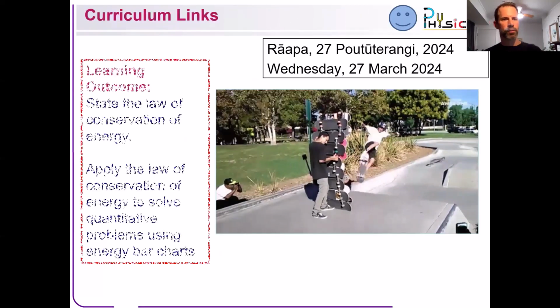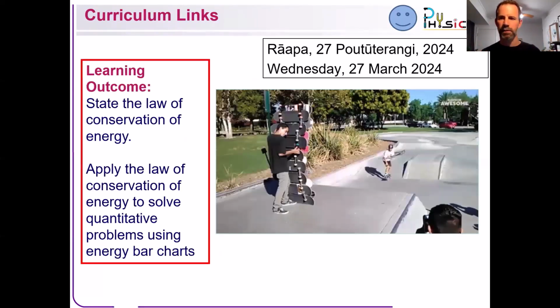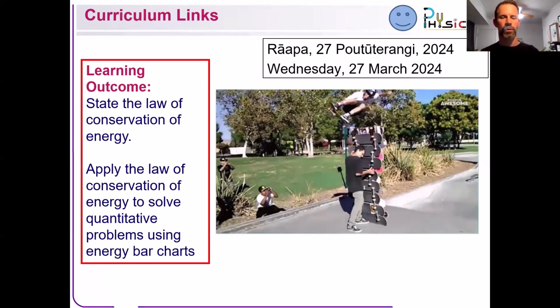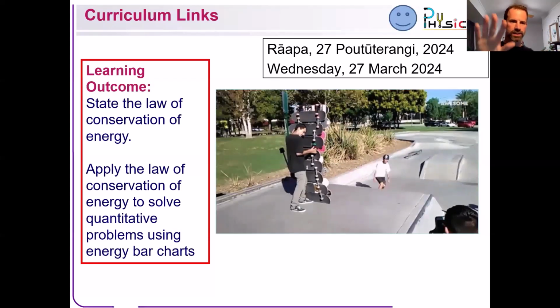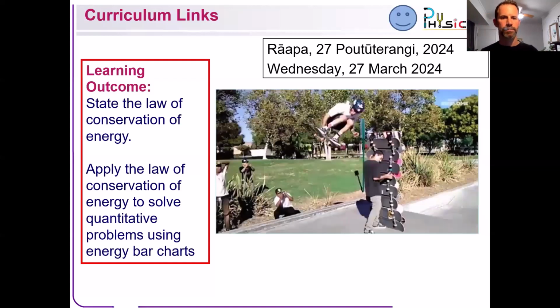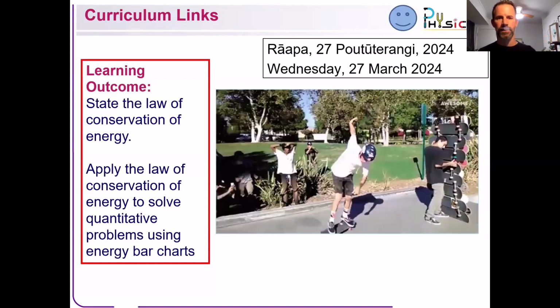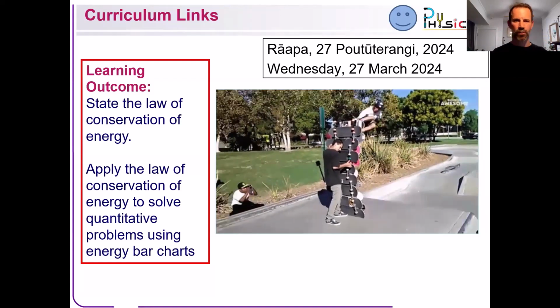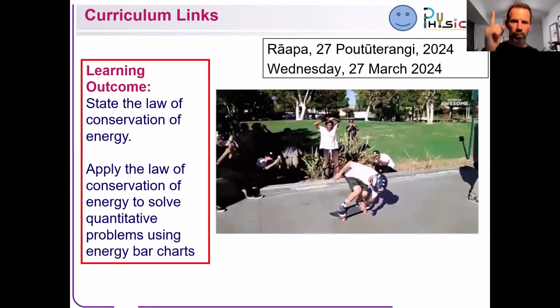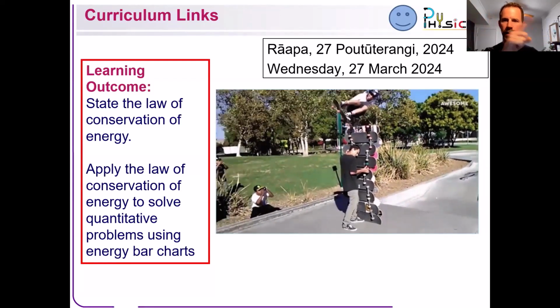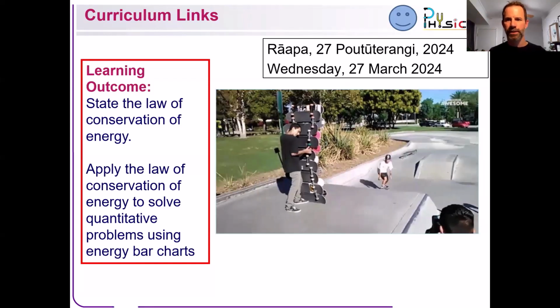This is an example of your curriculum links page. You're not going to do much with it, probably apart from move on. The main thing I want to point out is that it'll always have the date in Te Reo and in English, and it'll have the learning outcomes on the left. The other thing I wanted to point out was that on the far top right you see a smiley face.